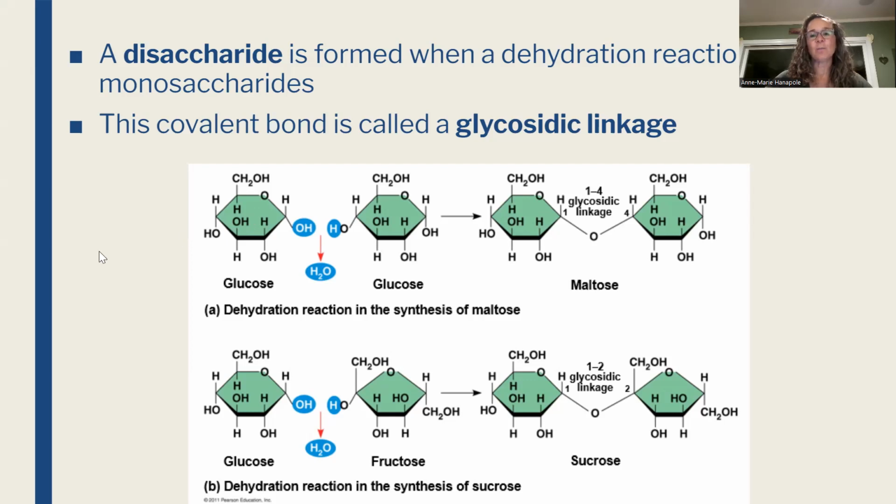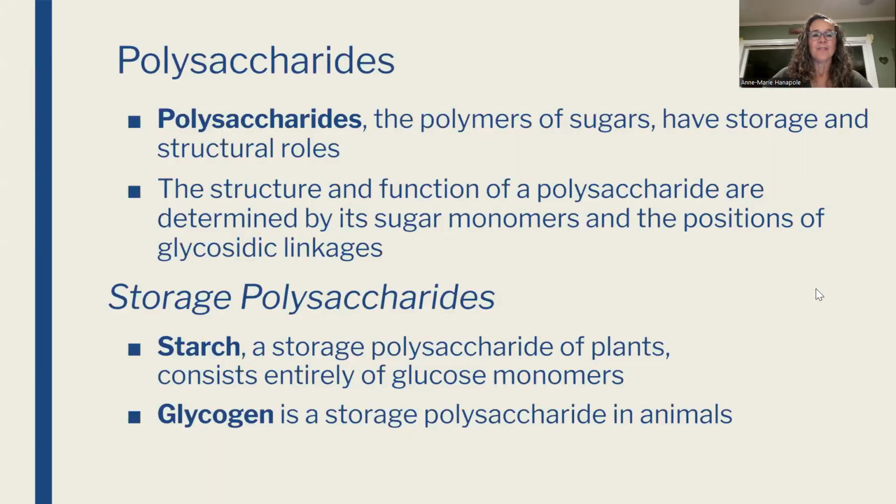If we combine two monosaccharides together, that's going to form a disaccharide. If we look at this picture here, we've got two molecules of glucose combining together, a dehydration synthesis reaction, and that's going to form a disaccharide called maltose. If we've got glucose and fructose bonding together, a dehydration synthesis reaction here, that's going to form sucrose. And sucrose is the sugar that you find typically in table sugar.